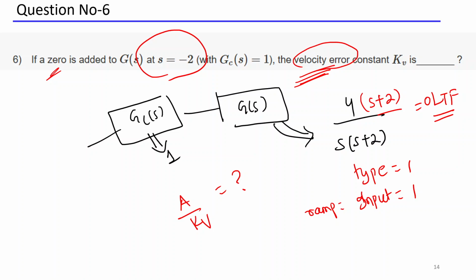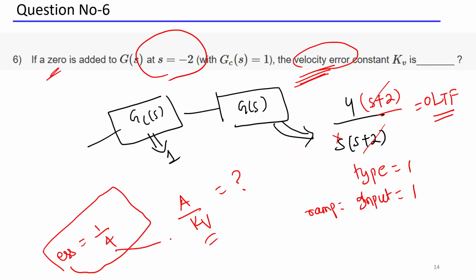Do it. What is the value, the answer? What is the DC gain of the system? Forget about this S. What is the DC gain? S plus 2 and S plus 2 get cancelled, so the DC gain is 4. So it will be 1 divided by 4. This is your steady state error. What is the value of kV? kV is nothing but 4. If you compare here, we'll get kV equal to 4.